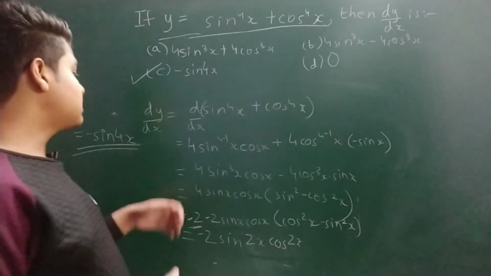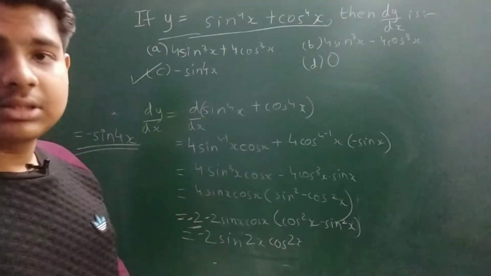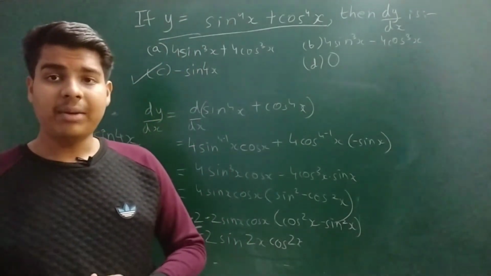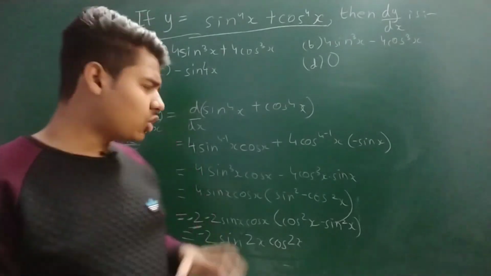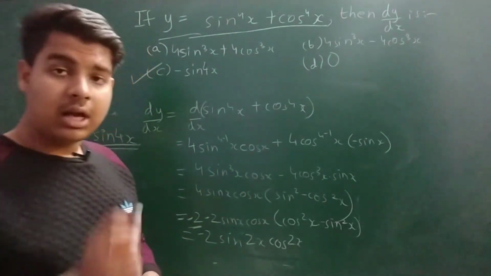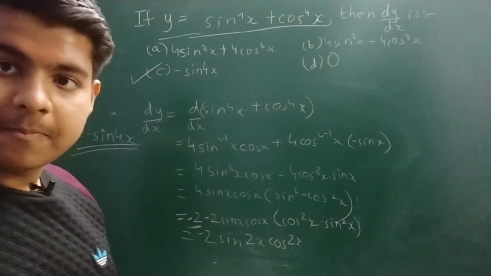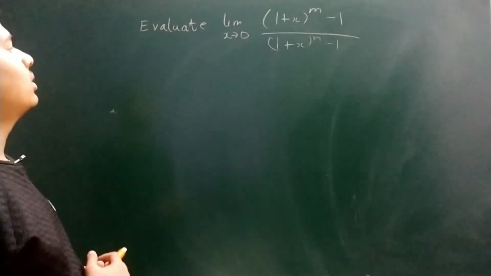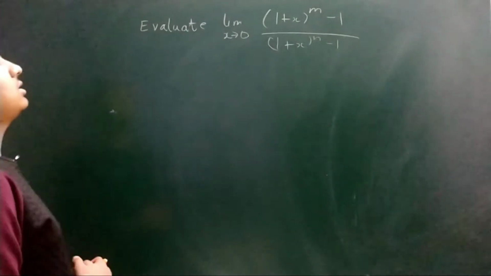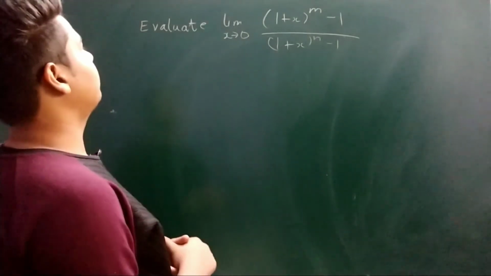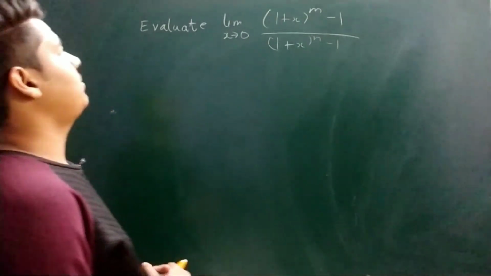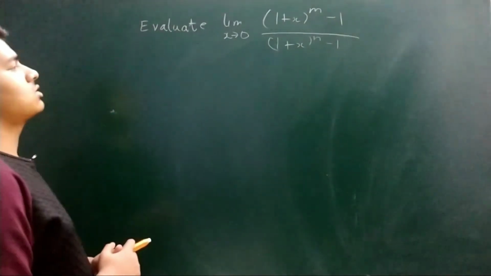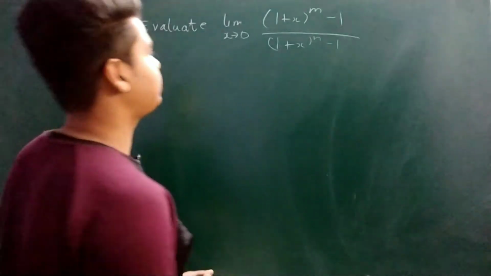So after this, MCQs have been solved. Now we'll be moving on to 1 markers, or you can say the short answer type questions. So let's solve them also. This is our next question, the 1 markers, and the question is, find the value of limit x tends to 0 of (1 plus x to the power m minus 1) divided by (1 plus x to the power n minus 1).